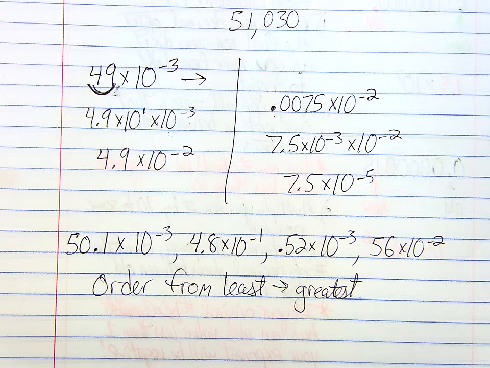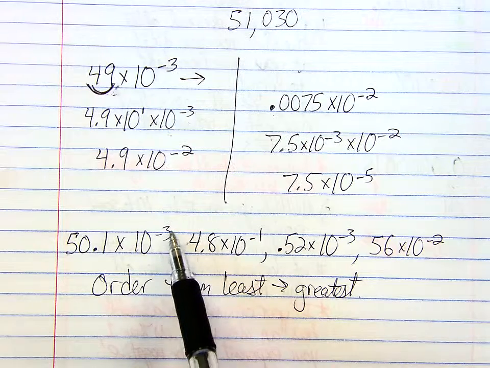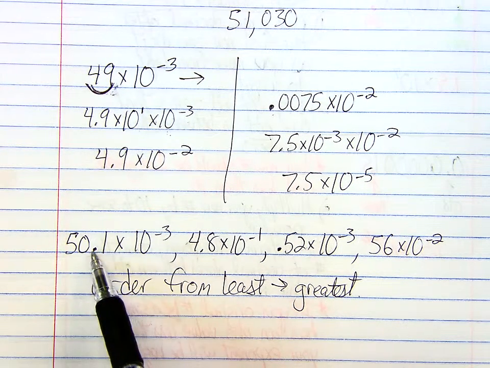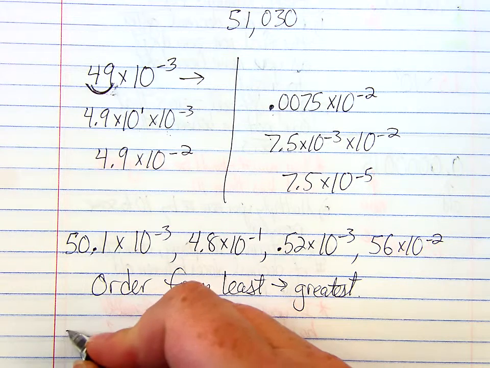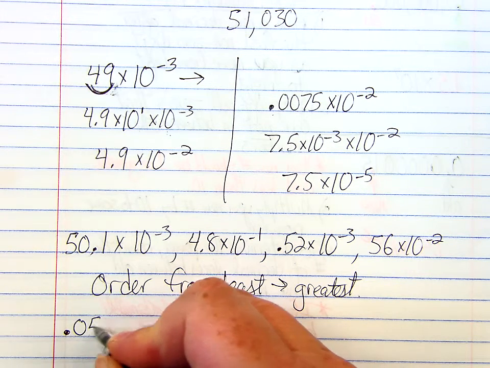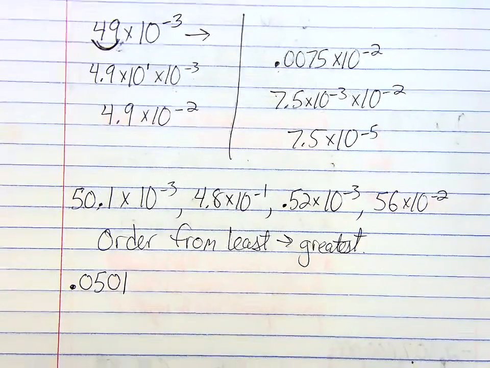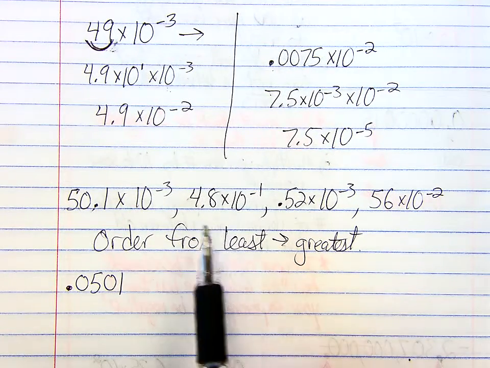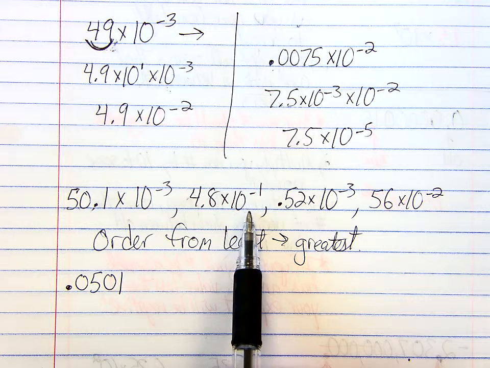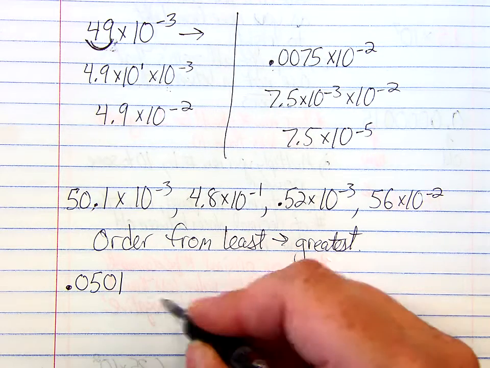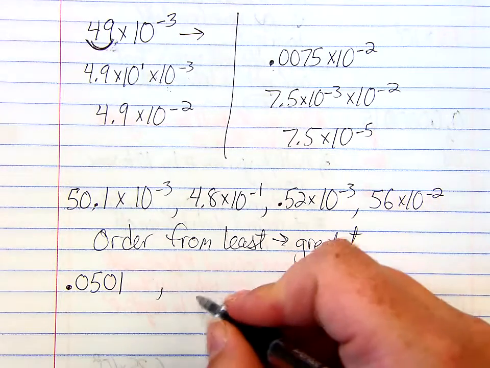So let's take a look. This first one, 50.1 times 10 to the negative third. If I was to write that in standard form, what does this -3 mean to do with the decimal? 3 spaces to the left. So that'll be the number 0.0501. Correct? Okay. Second one, 4.8 times 10 to the negative 1. What's that look like if I write it in standard form? 0.48.